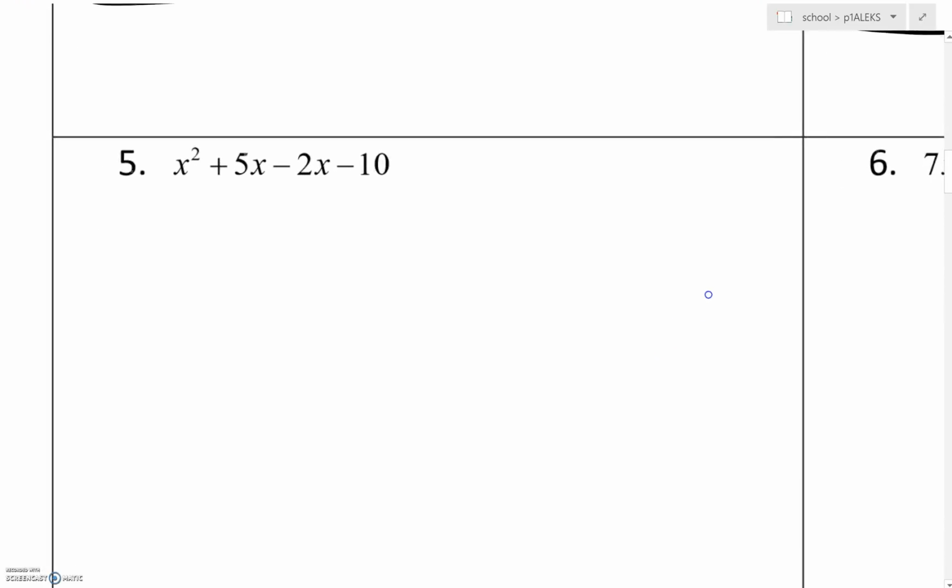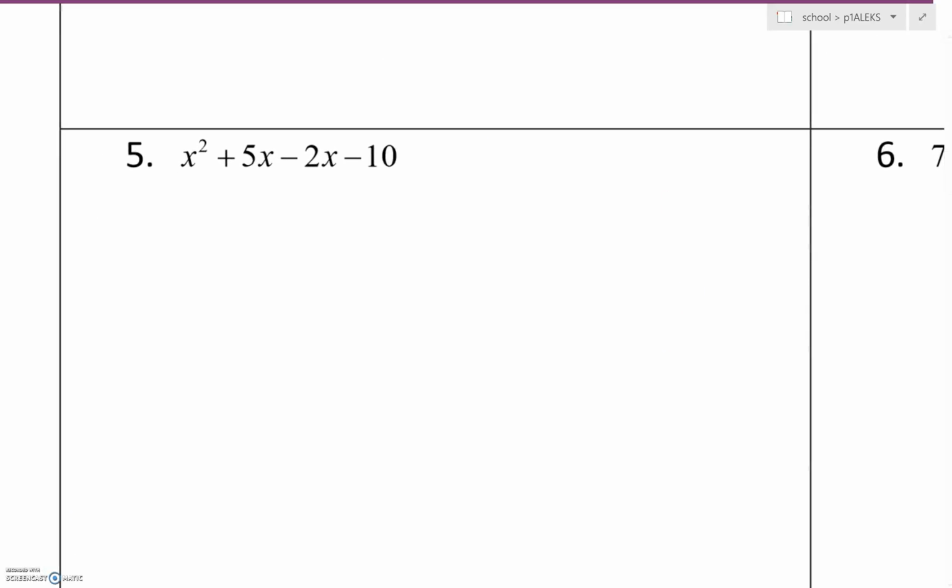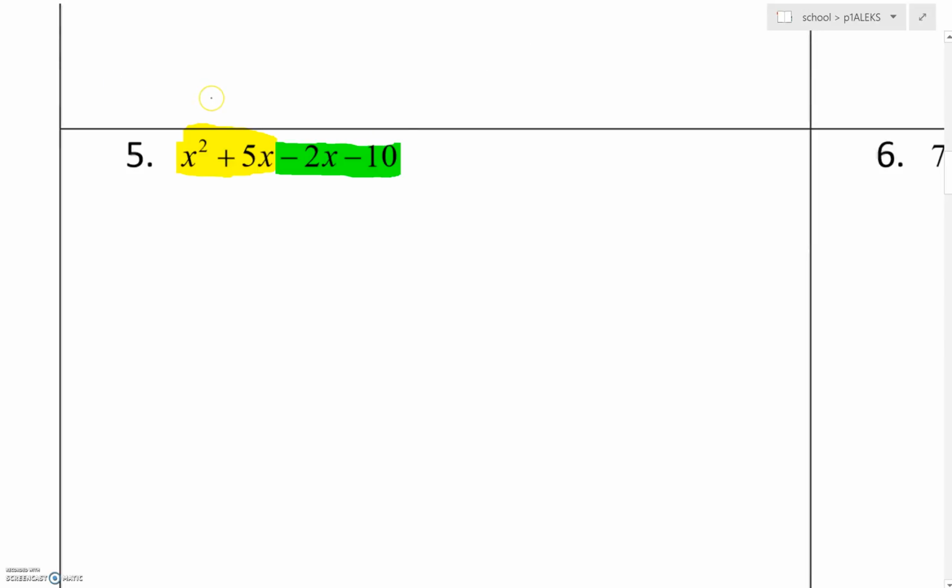Let's take a look at number 5. So for number 5, we've got our first two terms here. And in green, we're going to have our second two terms. And we'll say, what can I factor out from x squared plus 5x? What do they have in common? And I hope we'll agree that's an x. That's the only thing I can take away from both. I can divide that out. I'll have an x plus 5. I can redistribute and check that that is correct.